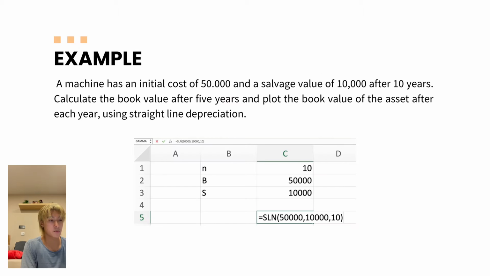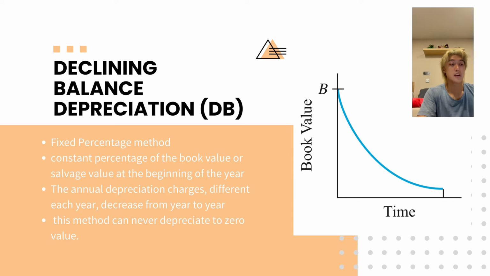And here is our spreadsheet function to display the annual depreciation dt. So our next chapter is chapter 3, declining balance depreciation.